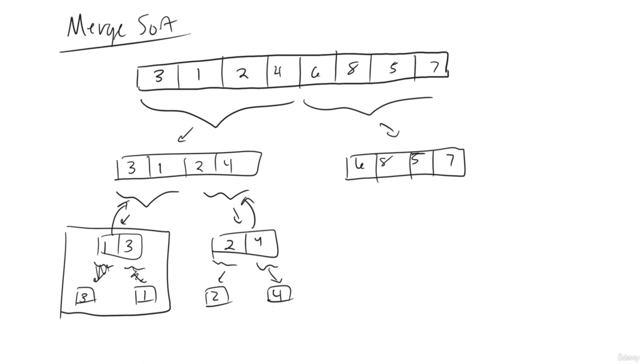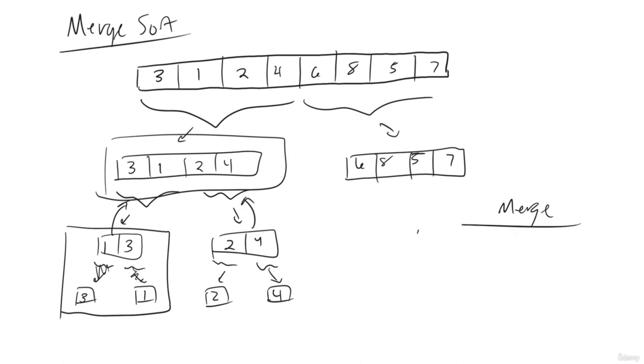And now let's focus our attention on solving this part. And this is where the merge comes in. So I'm going to do a little box over here where we're going to talk about merge. Okay, the merge step. At this step right here, what's going to happen is that we're given two arrays. We're given 1 and 3, which is in sorted order, and then you're given 2 and 4, which is also in sorted order.